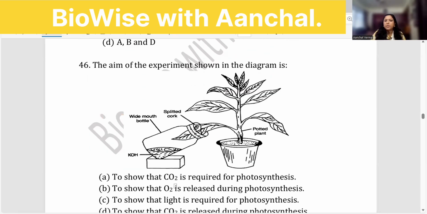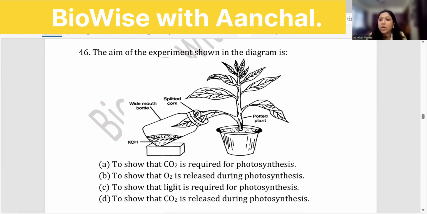The aim of experiment shown in the diagram. Now here you can see KOH. What is the function of KOH? It absorbs carbon dioxide. So the leaf part which is in the bottle does not get carbon dioxide, so no photosynthesis. So what is important? What is the aim of the experiment? To show that carbon dioxide is required for the process of photosynthesis.